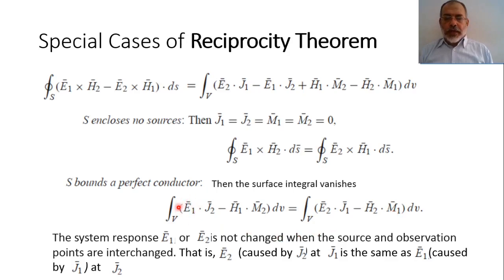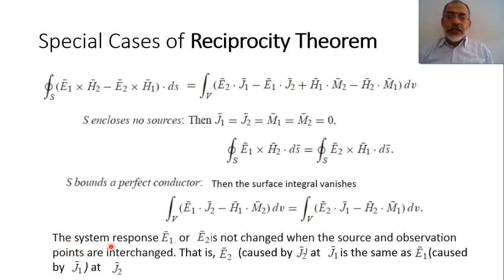the projection of the electric and the magnetic field of source 1 at the source 2 equals the projection of the electric and the magnetic field of source 2 at the position of source 1. So if I interchange source 1 and source 2, we find that the result is the same. So if I interchange the position of source 1 and source 2, making source 1 at the location of source 2 and source 2 at the location of source 1, and I look for the field from source 1 at source 2, it would be E2 dot J1 minus H2 dot M1, which equals E1 dot J2 minus H1 dot M2.